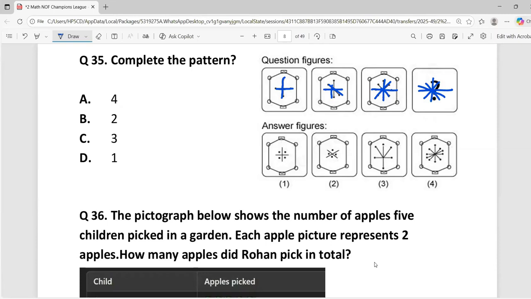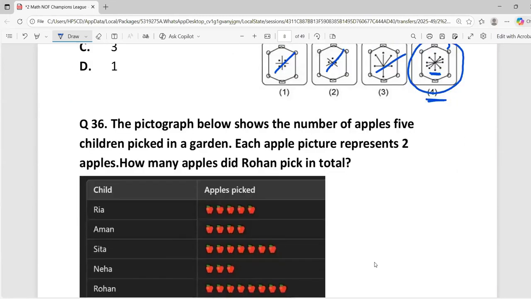So in this answer figures, this one is wrong, this one is also not the appropriate one, even this is not the appropriate one. So this is the option which is matching to our answer. That's why 4 is the correct answer and that is option A. So 35th question, we have option A as our correct answer.